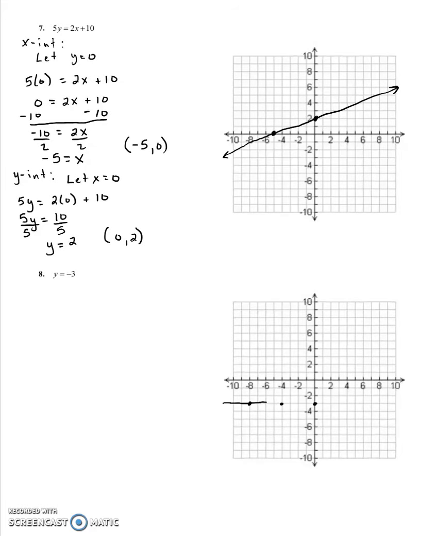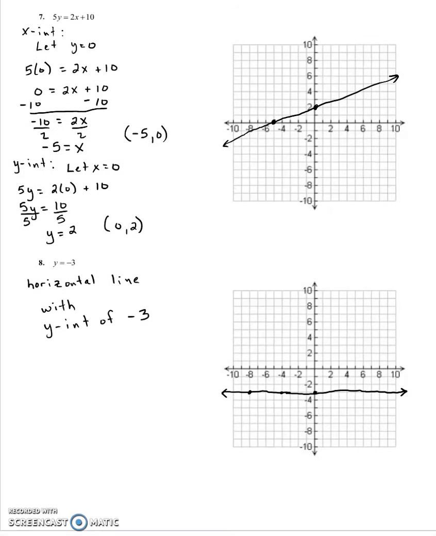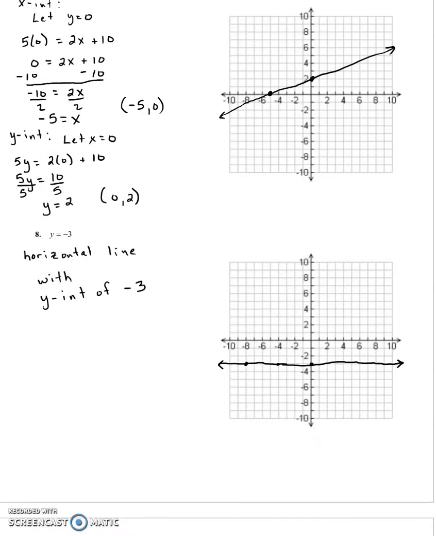So what we end up with is a horizontal line at negative 3. So this is a horizontal line with y-intercept of negative 3. Okay, let's move on to the next 2 problems.